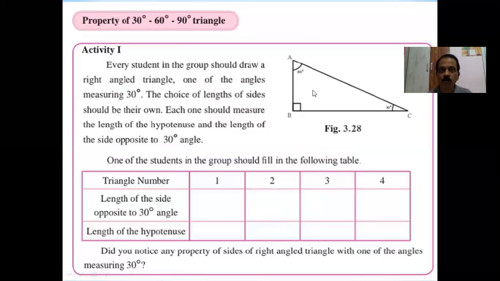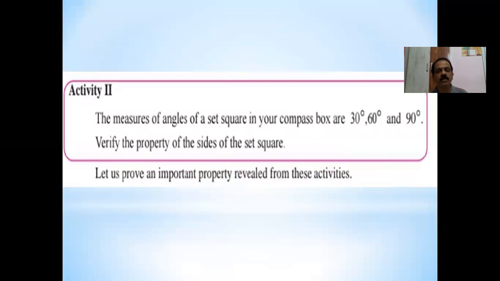The opposite side of this 30 degree angle is half of the hypotenuse. Look here, this is the property, and another property is that the measures of the angles of a set square in our compass box are 30 degrees, 60 degrees and 90 degrees. Verify the property of the sides of this set square.